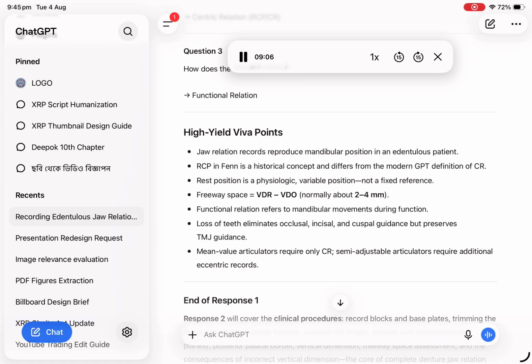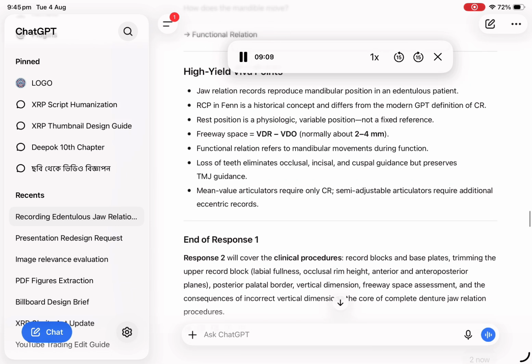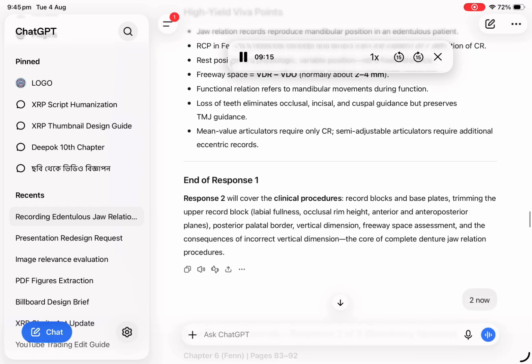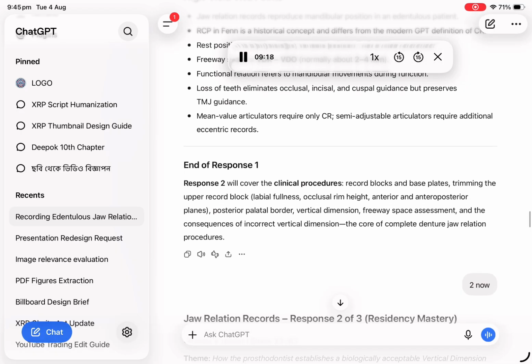Loss of teeth eliminates occlusal, incisal, and cuspal guidance, but preserves TMJ guidance. Mean value articulators require only CR. Semi-adjustable articulators require additional eccentric records.